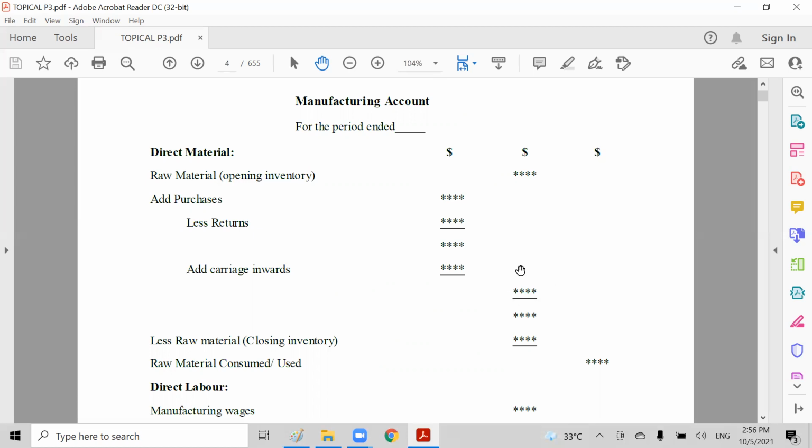So total will come over here. I will add opening inventory in the total purchases to get this amount. Then raw material closing inventory will be subtracted from the total amount of purchases to get the answer in the next column, which is material used, consumed, raw material consumed, used, or put in process. You can use the third name also, that is put in process, one and the same thing, because that is the material which has been put in process.